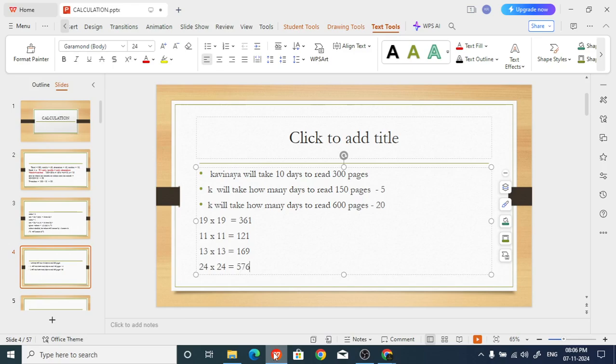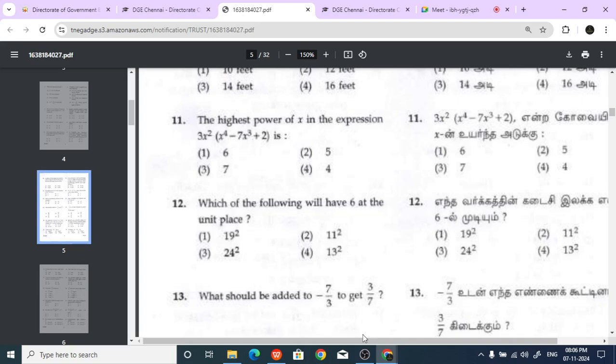Okay, no problem. Here the question asks only unit place. Straight away you can say this one. Okay, very good. Fantastic.